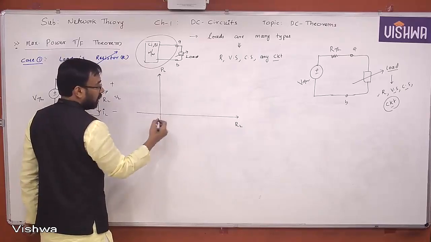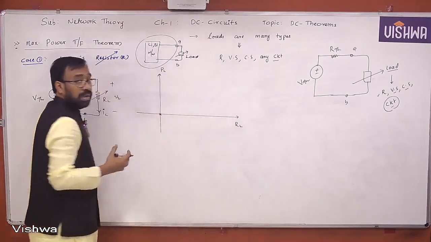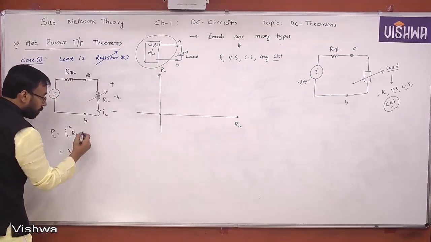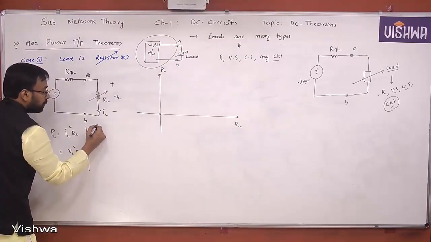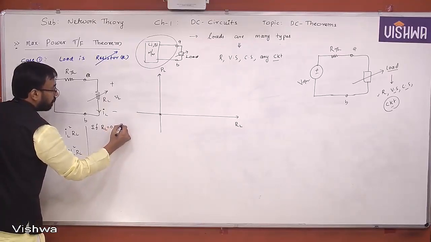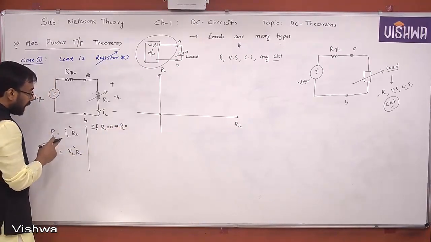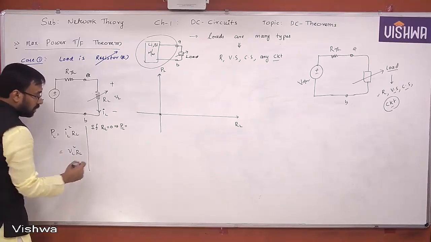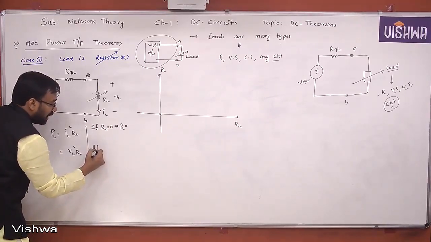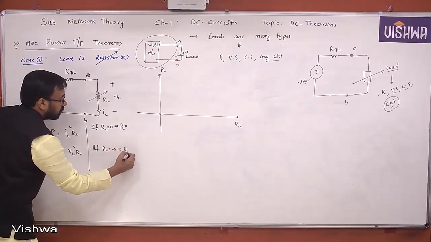Then I want to see when RL is 0, what will happen? When RL is infinity, what will happen to the power? Let me check once. Okay. Now, if RL is 0, what is the power? PL? What is PL? When RL is 0, what is PL? When RL is infinity, what is the power? You understand, all of you?